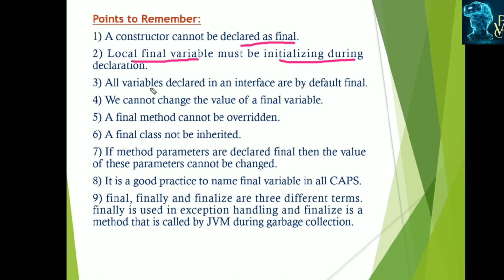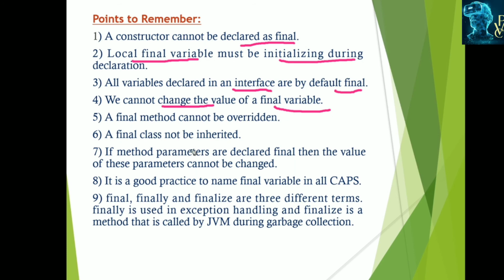All variables declared in an interface are by default final. We have another concept in Java, that is the interface. Interface is another important concept, which is used for implementing multiple inheritance. By default, all the variables declared in interfaces are final variables. And we cannot change the value of a final variable. Once declared, final variables cannot be changed during program execution, meaning final variables are used for declaring constants.